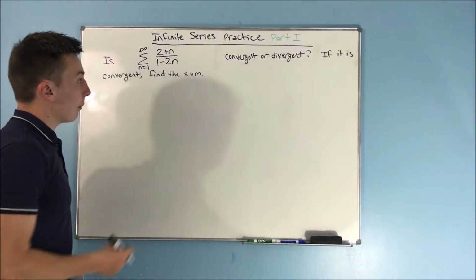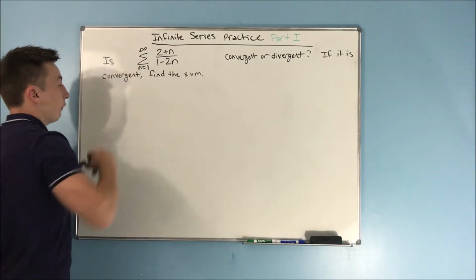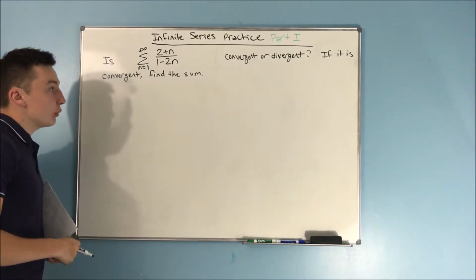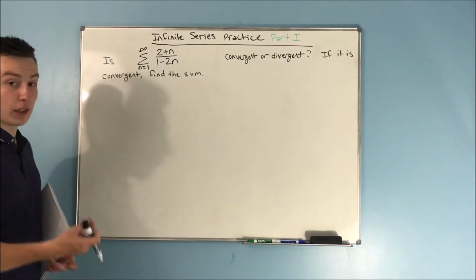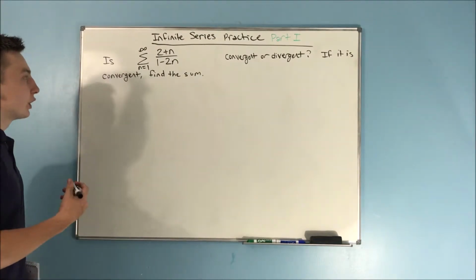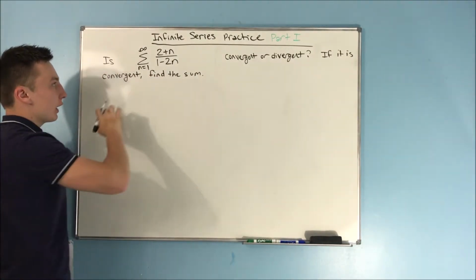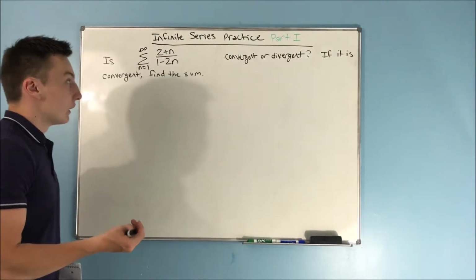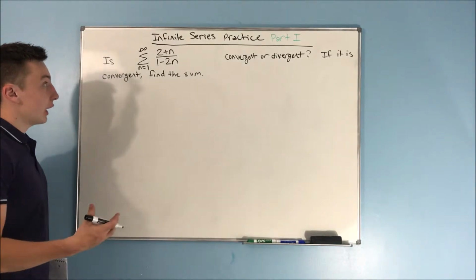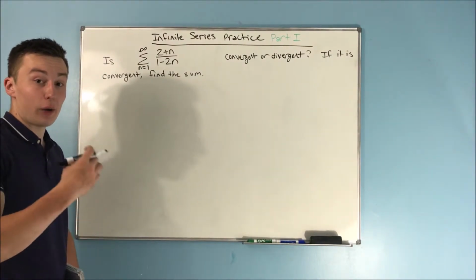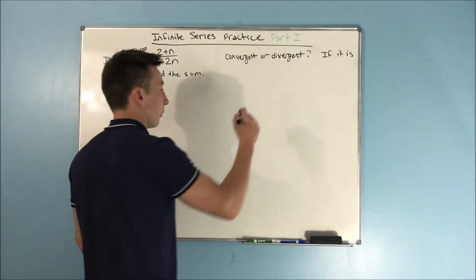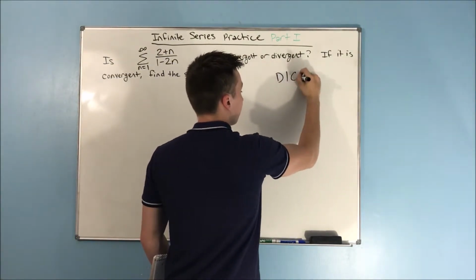And we have our next problem up on the board here. Is the sum from n equals 1 to infinity of (2 plus n) over (1 minus 2n) convergent or divergent? And if it's convergent, find the sum. Okay, so this doesn't look like a p series, geometric series, anything like that. So our best shot here is just to start to use our tests. We start to use DICLAR. Remember that acronym that I told you about to remember all the 7 tests.